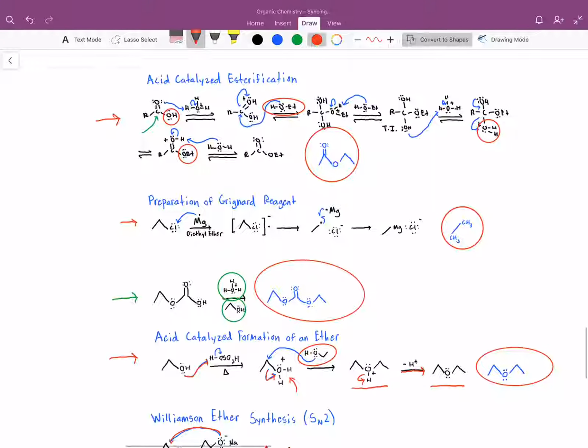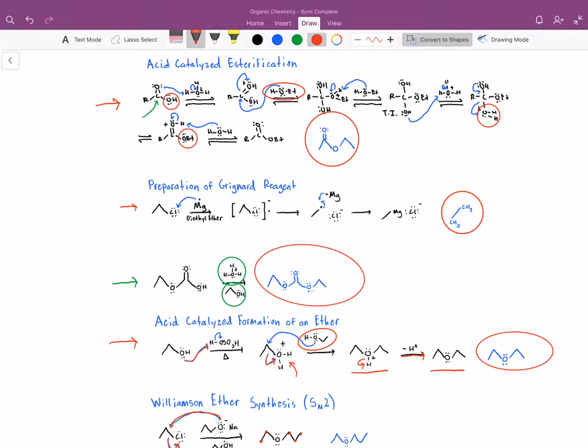So there it is. There's each reaction that was provided, and ultimately letter D is your answer. Thank you for providing this question. Hopefully that helped.